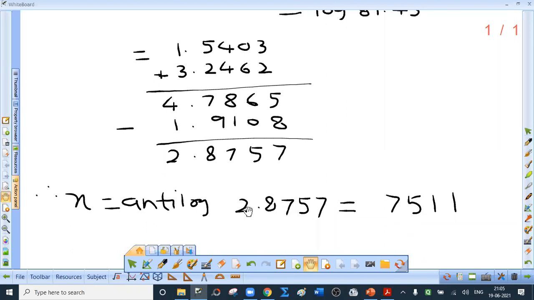Now, characteristic is 2. So there must be 3 digits in the integral part. So you have to put the decimal point after 3 digits. So what is the final answer? 751.1.